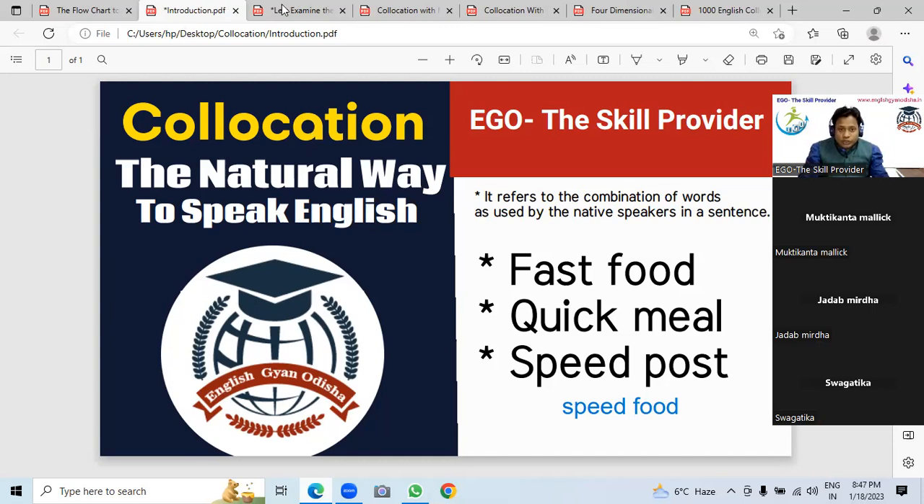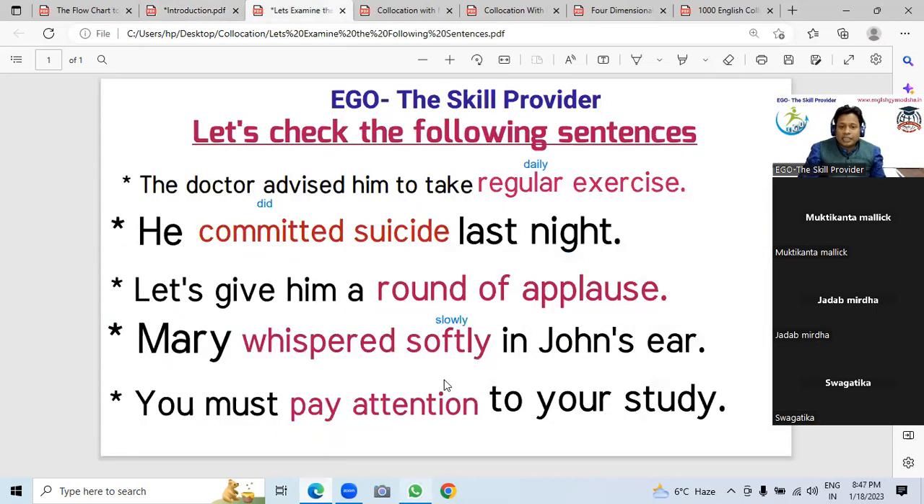Okay, so here let me examine it, like, whisper slowly. ଆସ୍ତେ କିନା କିଛି କହିଦେଲା, ଆସ୍ତେ ମାନେ slowly ହେଇପାରିବ? No, whisper softly. That is the things you are supposed to do. That is John's here. You must pay attention to your study.